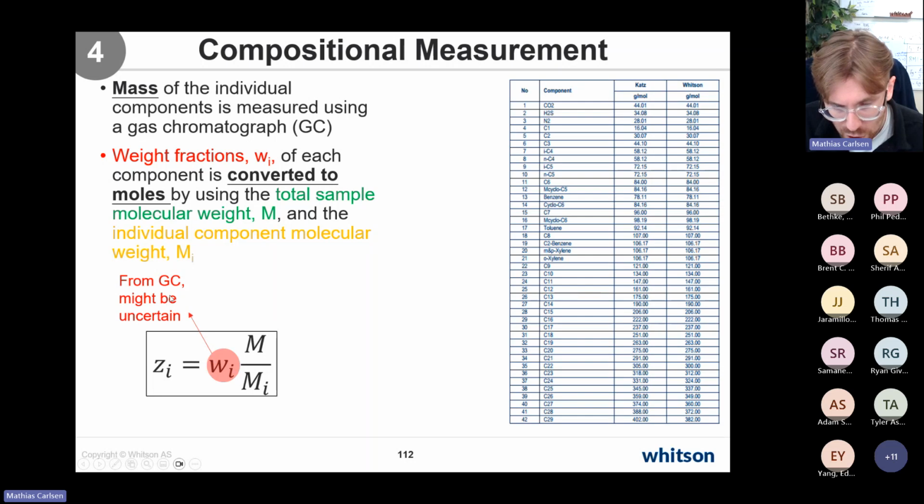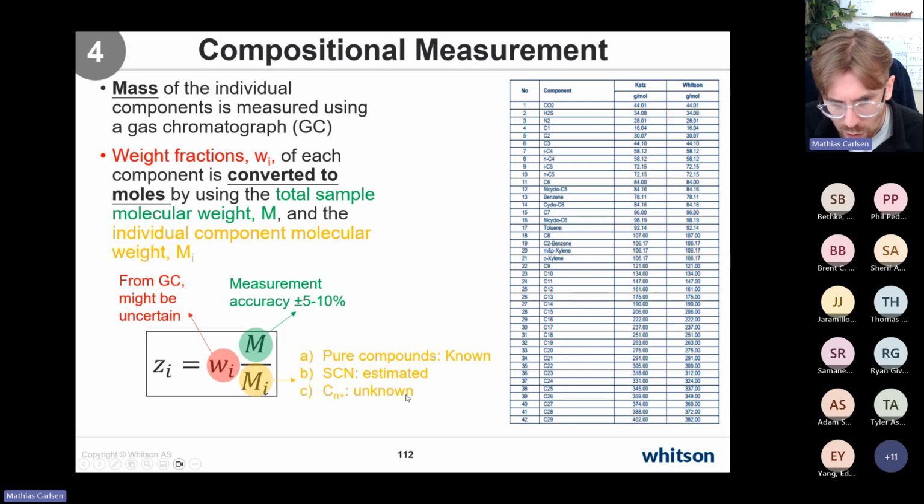This number you measure from the GC. This one you can measure with a benzene freezing point depression method. And this molecular weight is known for pure compounds, it's estimated for single carbon numbers, and it's unknown for the heaviest component. So you can see how both the uncertainty in the measurement and the recombinations combined introduce some uncertainty, within plus or minus 2% of methane, to these compositional measurements that we're making in the laboratory.